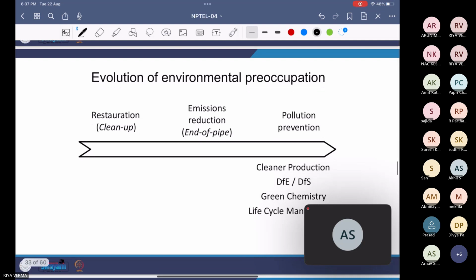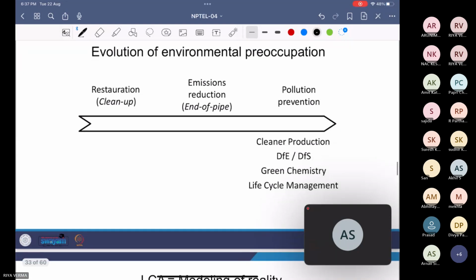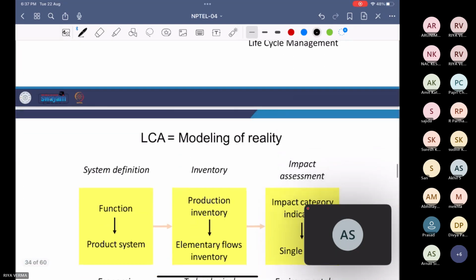Now, evolution of environmental preoccupation is not that important.